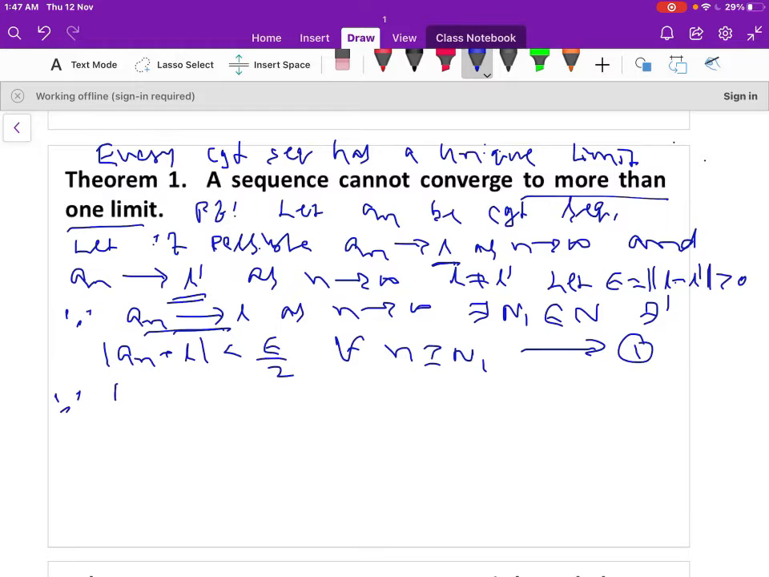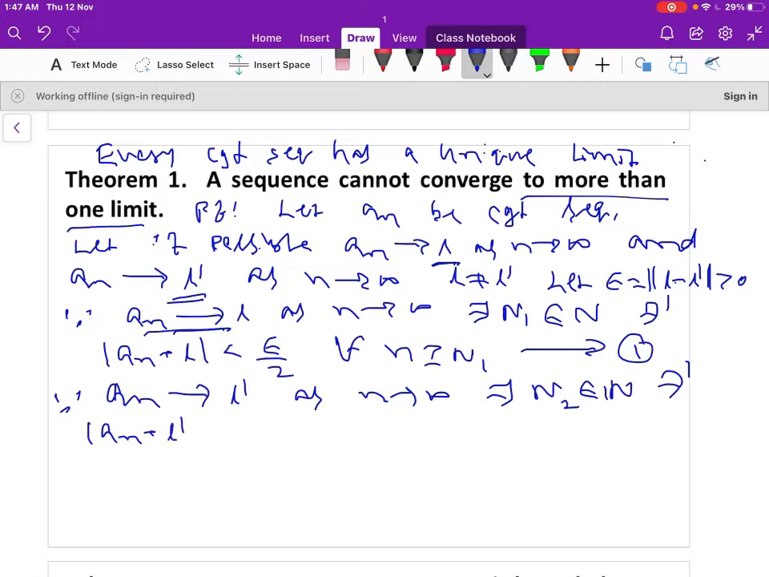Also, since a_n converges to L dash as n tends to infinity, there exists n2 belonging to the natural numbers such that the modulus of a_n minus L dash is less than epsilon by 2 for all n greater than or equal to n2. That is equation 2.